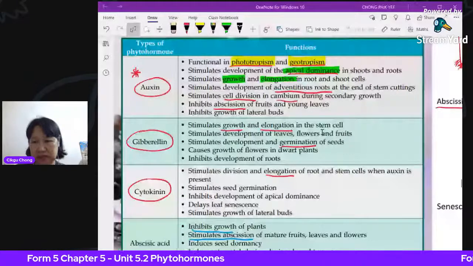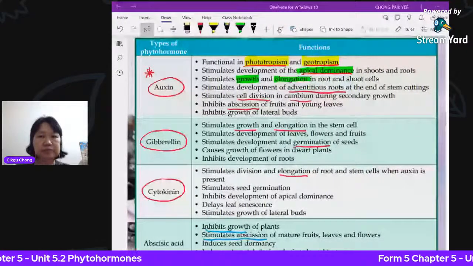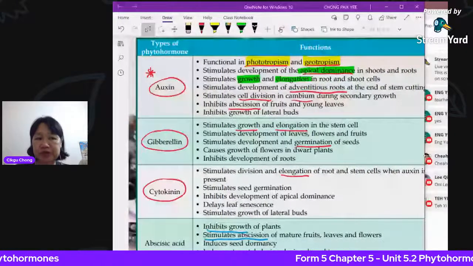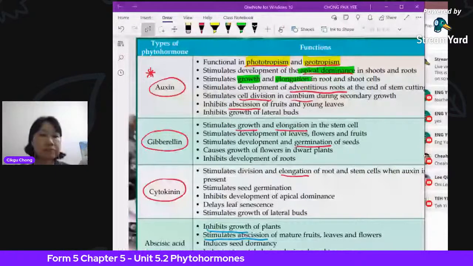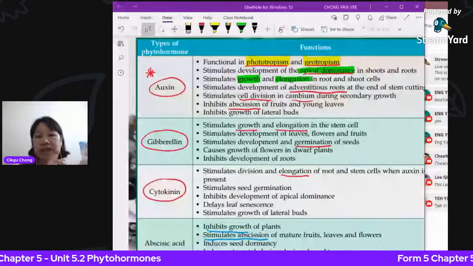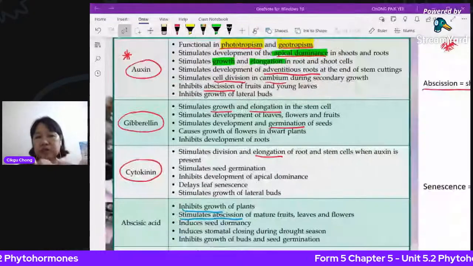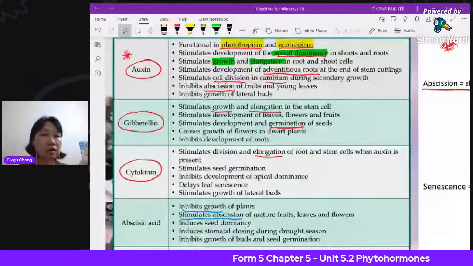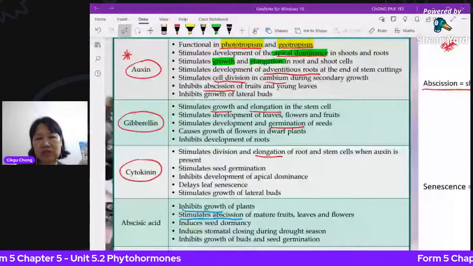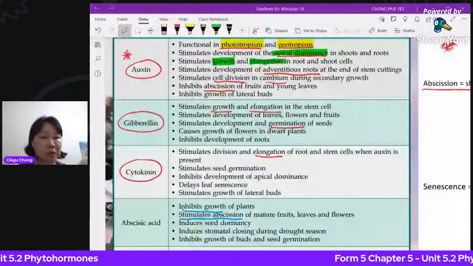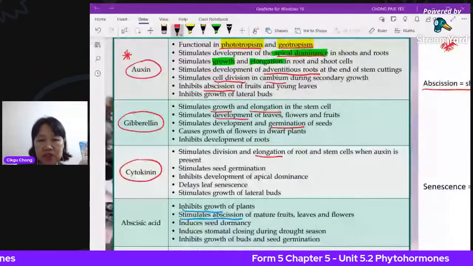Okay, now we look at the second one, gibberellin. It also promotes growth. It promotes elongation of cells. So actually they work together. With the presence of auxin, the gibberellin also works to make the cell longer. So it's also helping to grow. It stimulates the development of the leaves. All these are positive for now. It makes the plant grow. And one more important thing is germination.